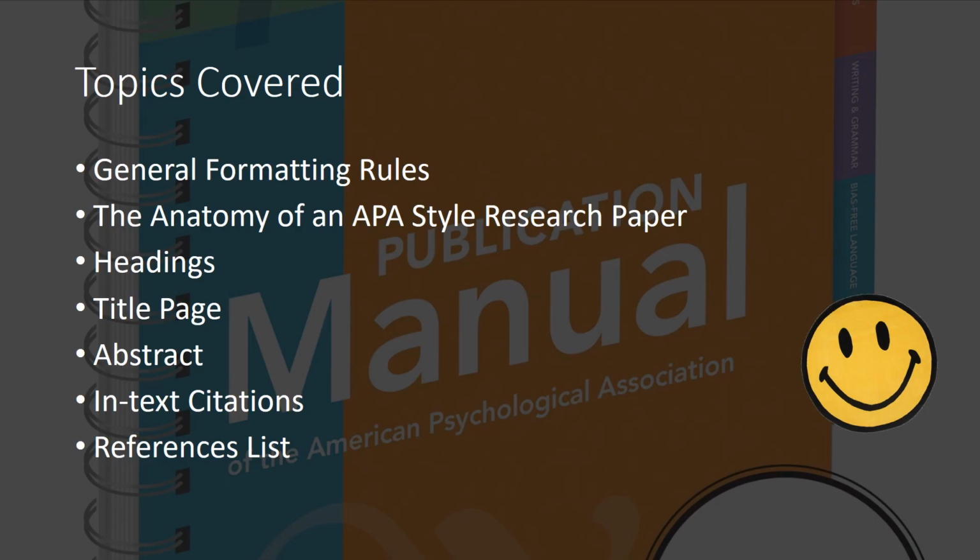Okay, here are the topics that we're going to cover in this video. Again, this is just focused on formatting. There have been many content changes as well as language use. That's a big portion of the changes. But in this video, I'm only going to be talking about formatting. So we're going to investigate general formatting rules, anatomy of an APA-style research paper, headings, title page, abstract, in-text citations, and then the references list, because those are the parts of the APA-style research paper that's changed the most.